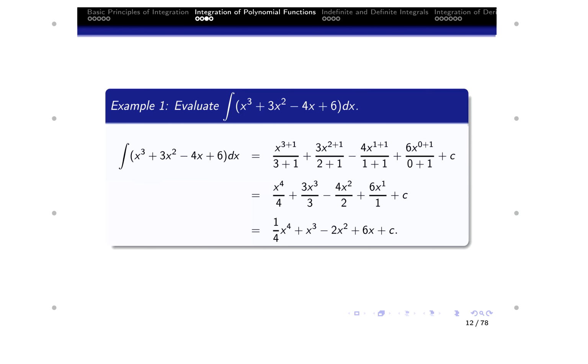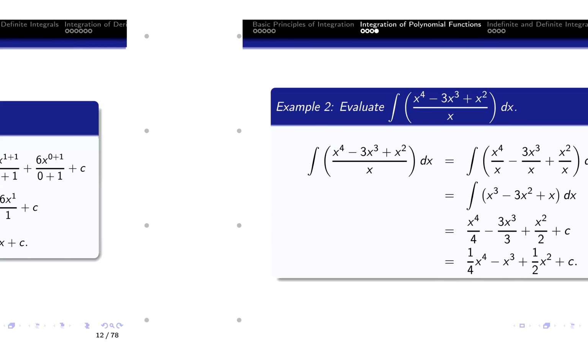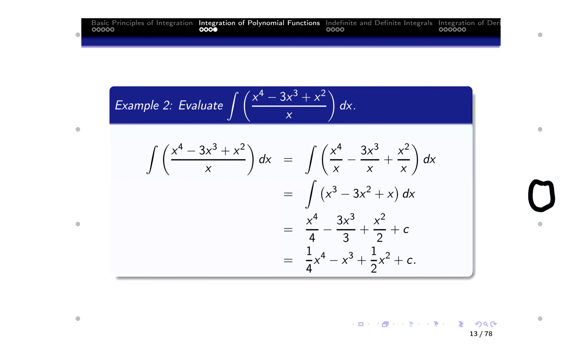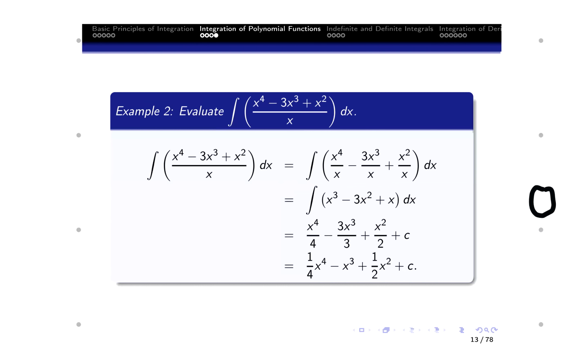Okay? Of course, things can get not so polynomial sometimes too, right? For instance, you have this integral, the integral of x raised to power 4 minus 3x cubed plus x squared, divided by x. So when you have an expression like this, if you look through, it's still polynomial, right? By the time you divide through by x. So if you look through, you can see that x can divide everything at the top.